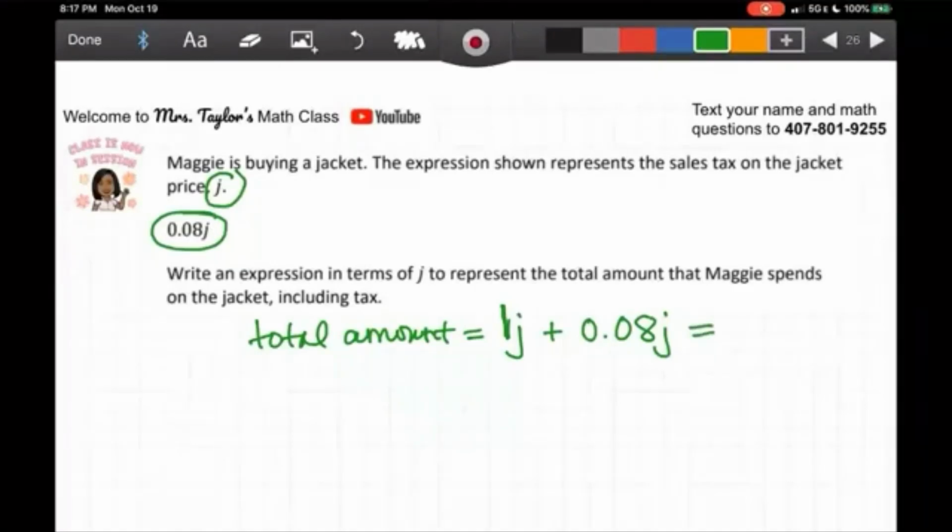Okay, whatever. So the answer here is 1.08 J. This would be the total amount that Maggie would have to spend on the jacket. Let's keep going.